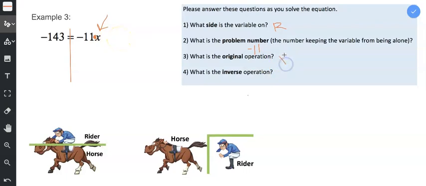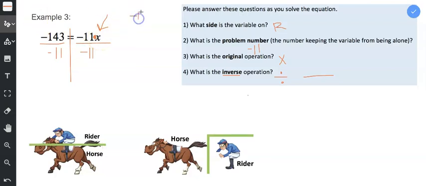So the original operation is multiplication, which means that the inverse or opposite would be division. Now I like to use a fraction bar for division, so I'm going to show division like this. So we're doing the inverse operation to undo the multiplication and to solve this problem. We divide each side by negative 11. The reason why it's negative 11 and not negative 143 that we divide by is because you're always going to divide or multiply or add or subtract by the problem number, by the number that's keeping x from being alone, because the point is to make that problem number disappear so that x is alone.